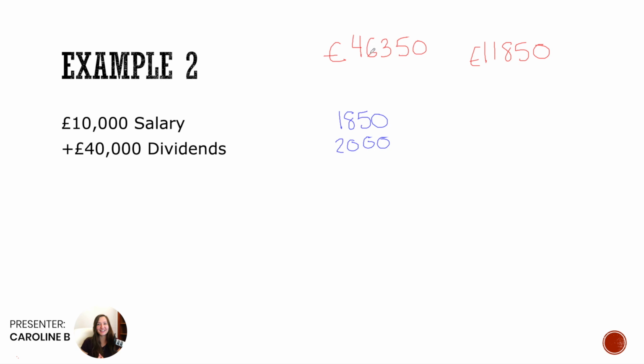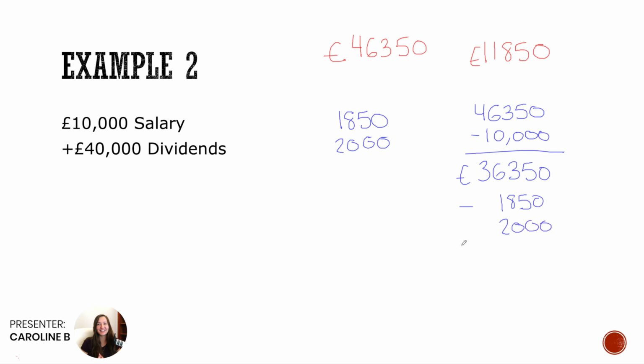So what we do then is simply deduct. We'll take the 46,350 minus the 10,000 salary, which leaves us with 36,350 remaining dividends in the lower rate. So this is the amount of dividends we're taking into account in the lower rate threshold. We need to subtract the remainder of our personal allowance, which is the 1,850, and also the £2,000 dividend allowance, which is tax-free. So once we take those two out of it, we've got £32,500 left. And this will be taxed in the lower rate at 7.5%.